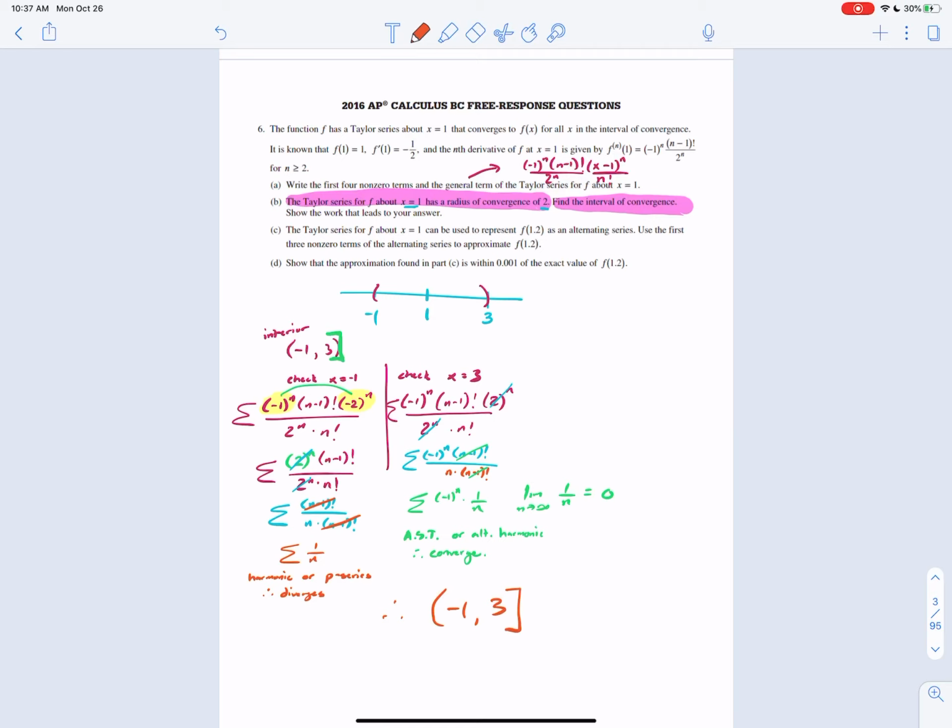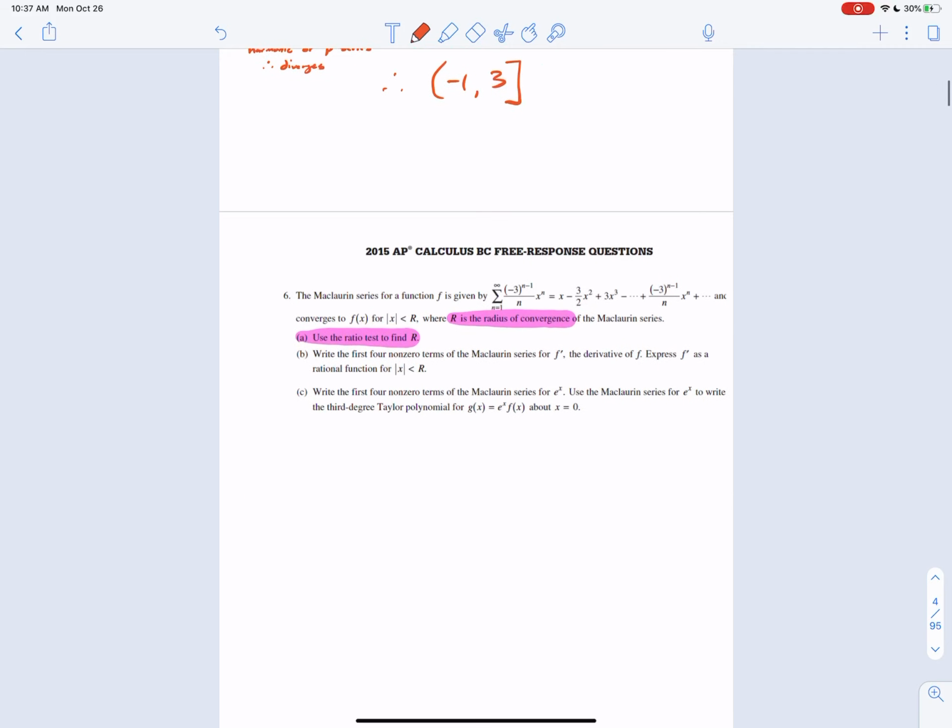So this one was a little bit shorter in that they told us what the radius of convergence is. Sometimes they don't. So then we're going to have to do the long method there, okay? So there you have it.